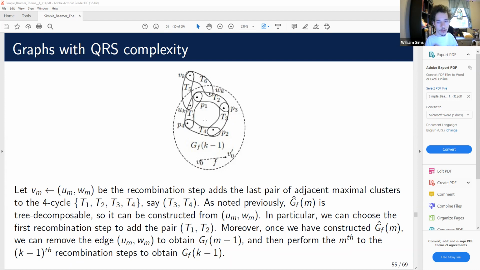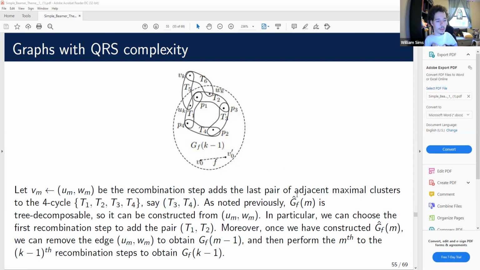Moreover, once we've performed all the recombination steps to get this extreme graph, so the graph that has the edge P3, P4, and the first m-1 recombination steps, sorry, m-1, because we're at step m. Once we've done that, we can remove this extreme edge, and that gives us, by definition, G sub F of m-1, because remember, to get the extreme graph, we take this graph and we add the extreme edge. So now we're just removing it to get this. And then we're just at some point in our construction of G from F, so we can continue the construction. So we can perform the mth to the k-1 recombination steps. And that will get us up to G sub F of k-1, so the graph that we see here, without T5 and T6.